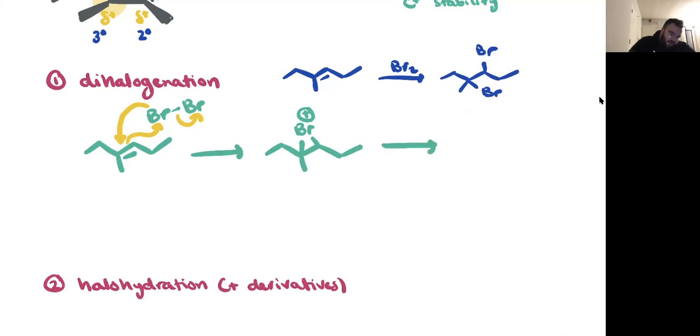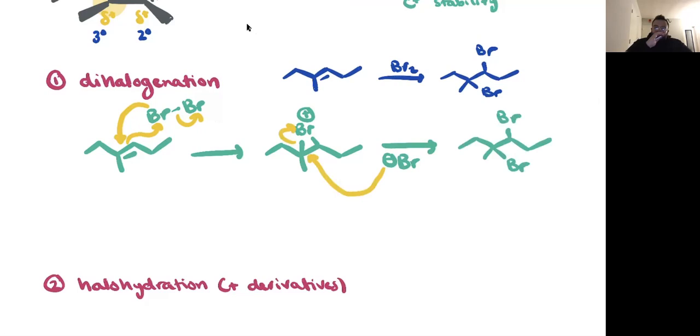From there, we can go ahead and attack. We attack here, break this bond. And we end up getting our two bromides where our double bond used to be. Cool. And now I'm seeing that the bromide is, okay, there it is. So yeah, you see that it's going to be adding there. Okay, so that's just your generic Br2 mechanism.